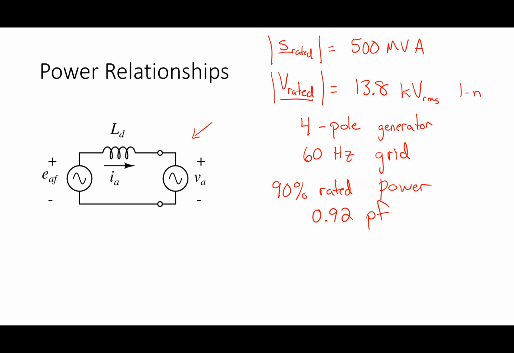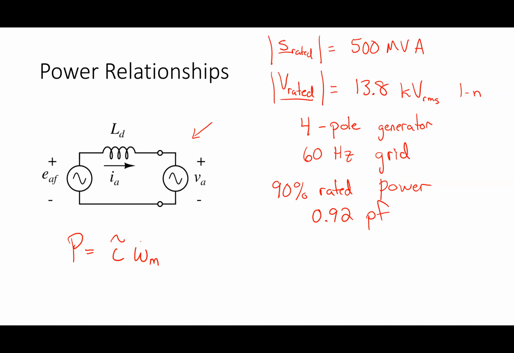If this guy is supplying 90% of its rated power at 0.92 power factor, the way I can figure out the torque is by knowing what the power is and what the speed is. What's the relationship between speed, torque, and power? Power is torque times speed, right? So in this case, I have to put in the mechanical speed, right? This is a mechanical relationship.